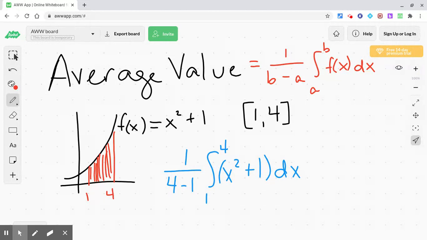And what this is going to output is literally the average outputted value for this function. We can think about the first output here being down at 2, and then the highest output here being all the way up at 17. So let's see if we can figure out what the actual output value would be for this guy.